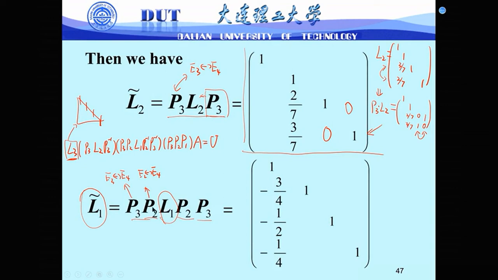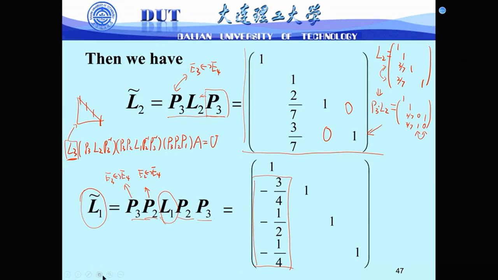We multiply L1 from the left side by P2, which means we interchange two rows, second row with first row. And multiplying P3 from the left side means changing the third row with the first row, right? And also multiplying P2 from the right side means interchanging two columns, right? The second column and the fourth column. And multiplying P3 from the right side means interchanging the third column with the fourth column. Okay? So finally, you will obtain another lower triangular matrix, 1, 1, 1, 1. Only the elements below the diagonal in the first column change.